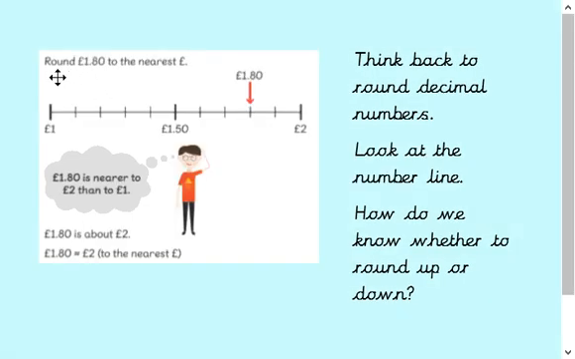This particular question is asking us to round £1.80 to the nearest pound. And what I need you to do here is to think again, what number is £1.80 going to be in between? What whole pounds is it going to be in between? Press pause now and play when you are ready to carry on.